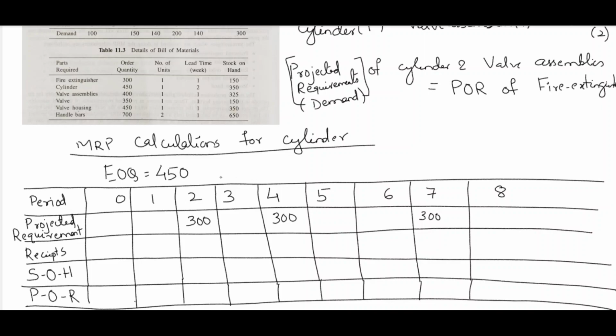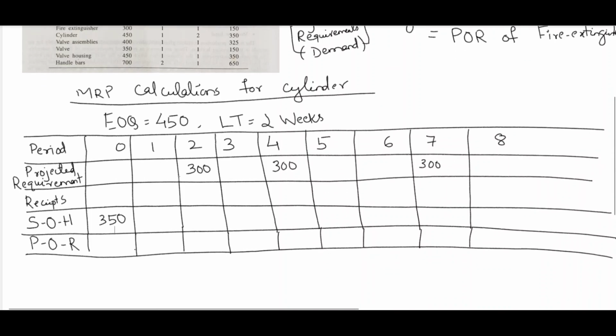Okay. And what is the lead time? Check. Lead time, I am writing LT, is 2 weeks for cylinder. Okay, what is the stock on hand? How many cylinders do we already have? It is 350 in number. So I will write in the zeroth week, 350 numbers we already have. Now we will start our computation of MRP for cylinder. For the first week there is no demand, so we will carry forward this stock on hand, that is 350.